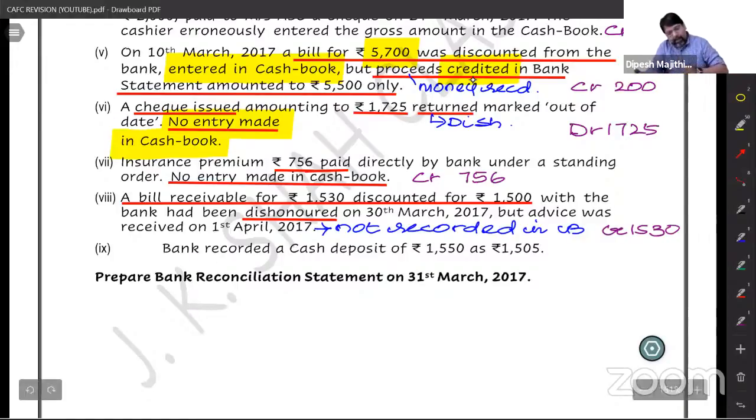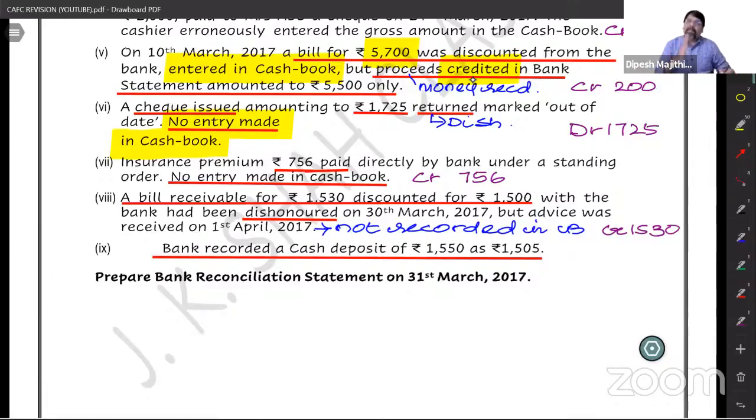Bank recorded a cash deposit of 1,550 as 1,505. Now tell me, the bank has recorded a deposit of 1,550 as 1,505. That means the difference is 45 rupees. Sir, how 45? 1,550 minus 1,505 is equal to 45. Yes, 45 rupees difference. I have deposited 1,550, but the bank recorded only 1,505. That means less deposit is recorded in my passbook.